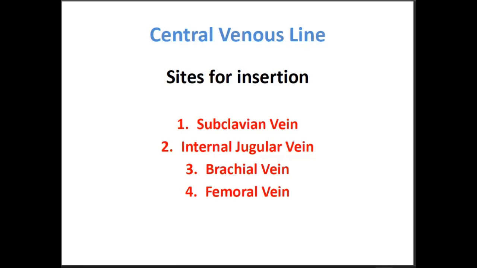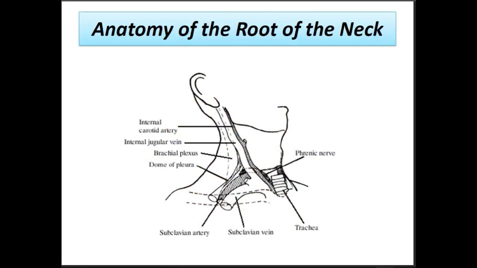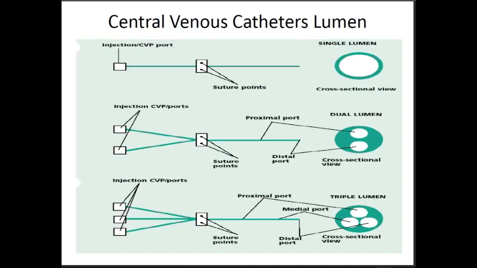You need to know about the sites of insertion of the central venous line and the anatomy of the neck. Usually in the neck, you find the internal jugular vein lateral to the internal carotid artery, and the subclavian vein is just below the clavicle. Be aware of its relationship with the subclavian artery, which is usually a little bit higher. And of course, the phrenic nerve, we don't want to injure it because of the diaphragm.